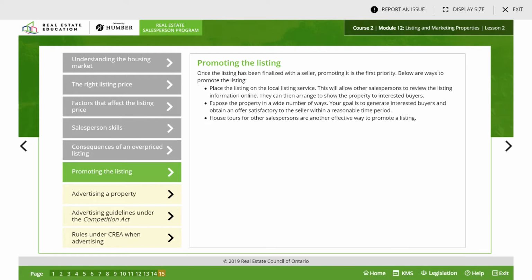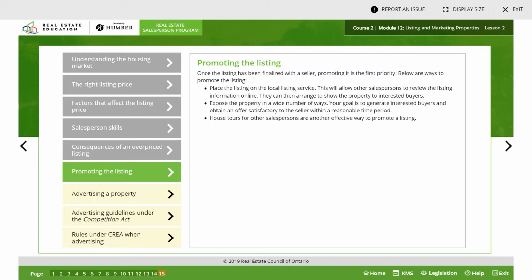Once the listing has been finalized with the seller, promoting is a first priority. These are some of the ways you can do it. Place the listing on a local listing service. This allows other salespersons to review the listing information online. They can then arrange to show the property to interested buyers. Expose the property in a wide number of ways. Your goal is to generate interested buyers and obtain an offer satisfactory to the seller within a reasonable time period.